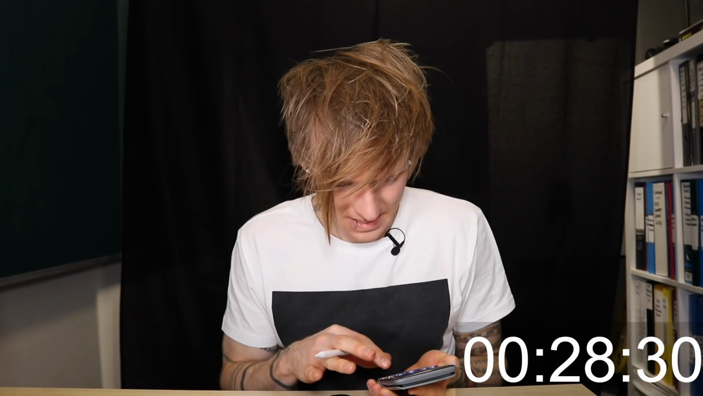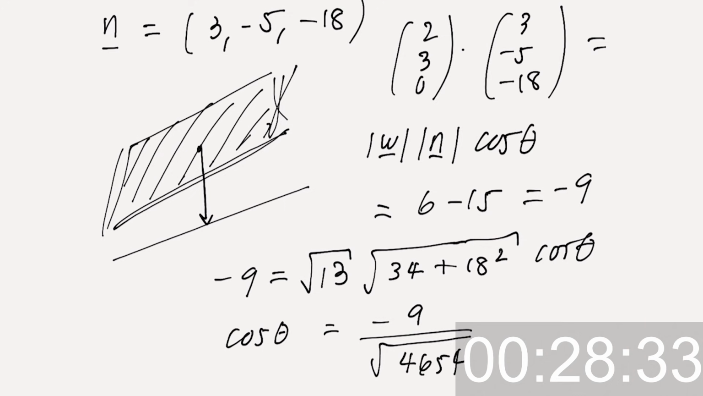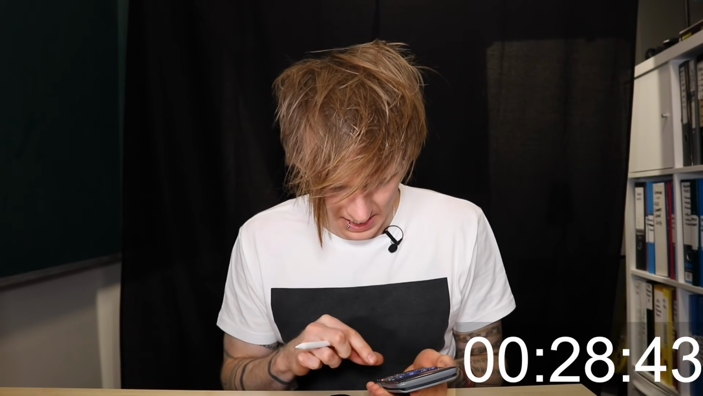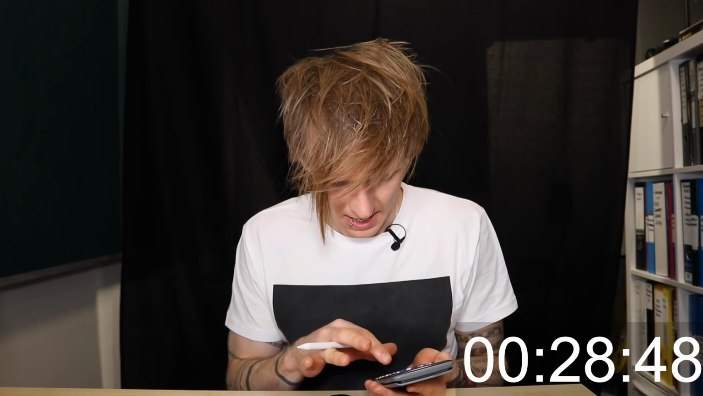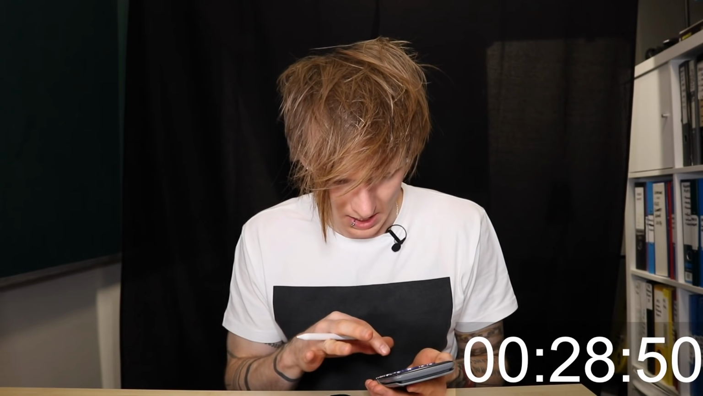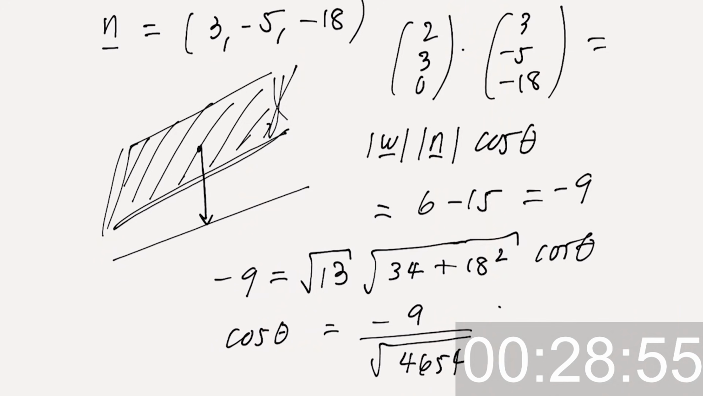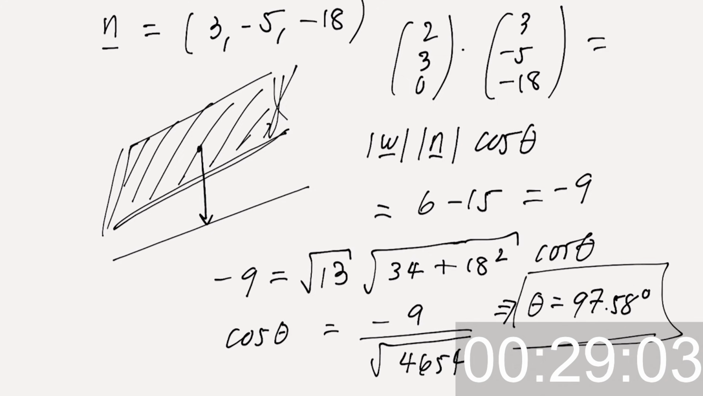Okay, that's not good. Let's try again. Okay, so I need to do arc cos, cos minus 1 of minus 9 divided by the square root of 4654. And then I need to close my bracket. Should work. There we go. Right, 97.58. So that tells me that theta is 97.58 degrees between the plane and the line.